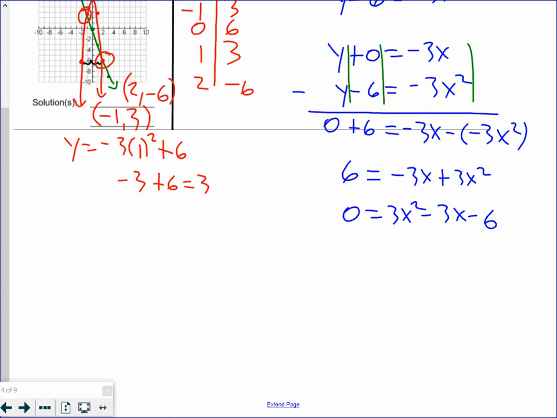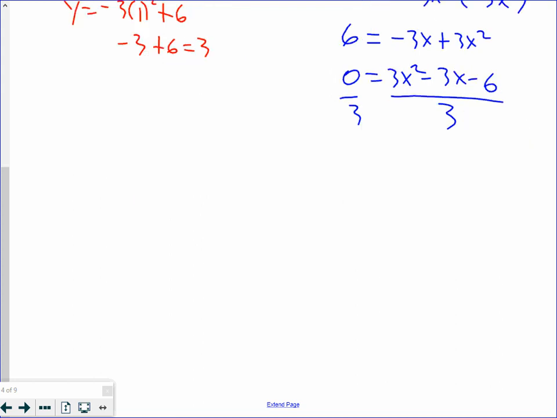So from here, you could use the quadratic formula right away and solve for your answers. You could do that. Another easier way is to see that we can actually reduce this all by a factor of 3. We can divide both sides by 3, because when we do, 0 divided by 3 is just 0, and the right side becomes x squared minus x minus 2. 3x squared minus 3x minus 6, each one of those are all divisible by 3, so I can reduce it and make it much simpler.